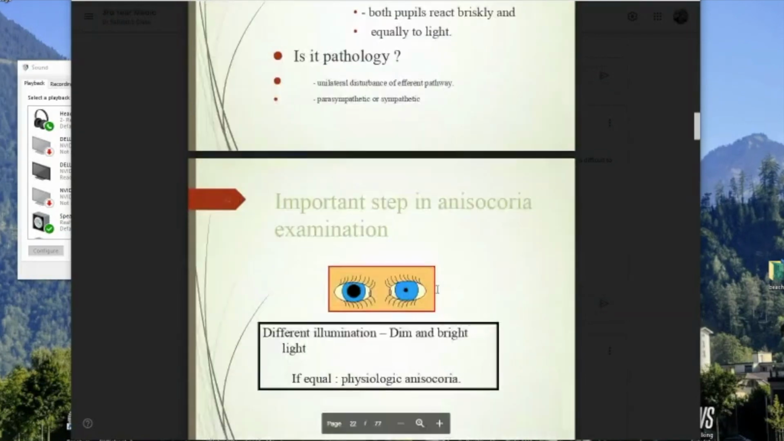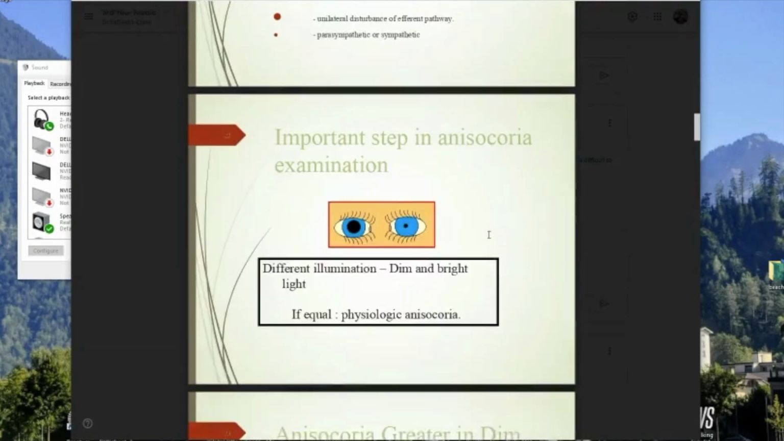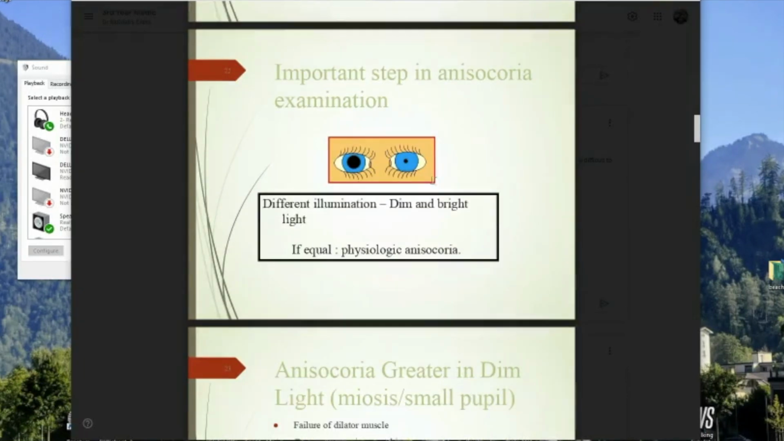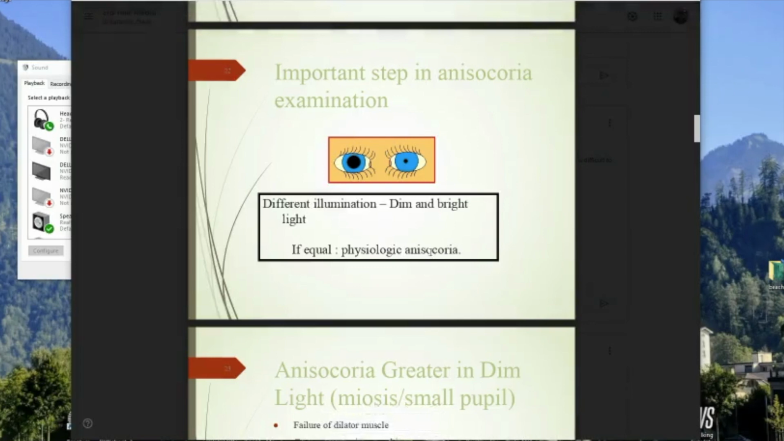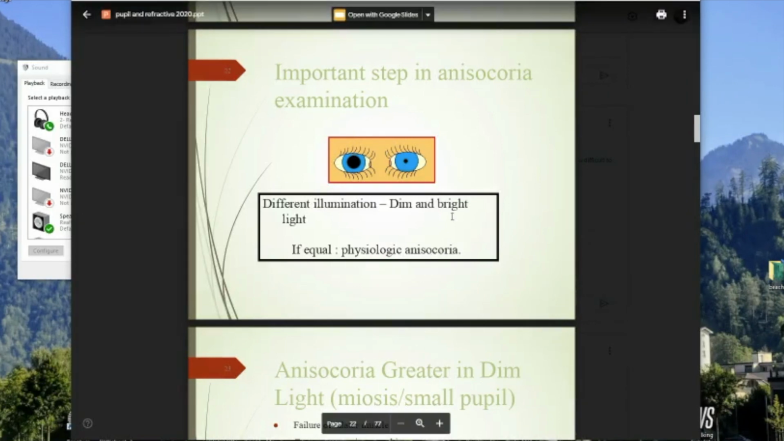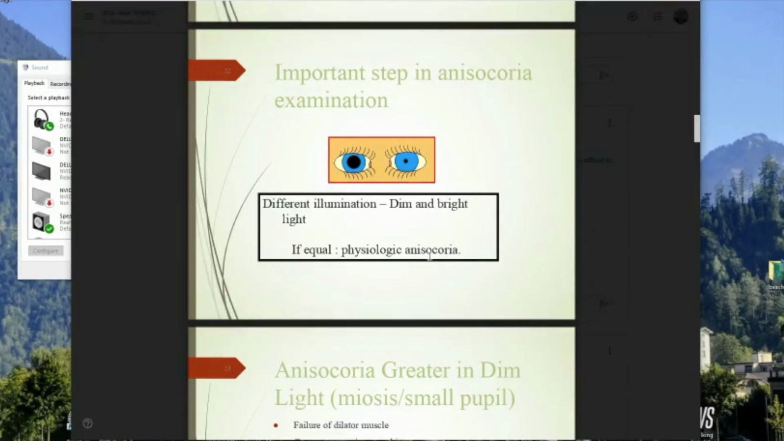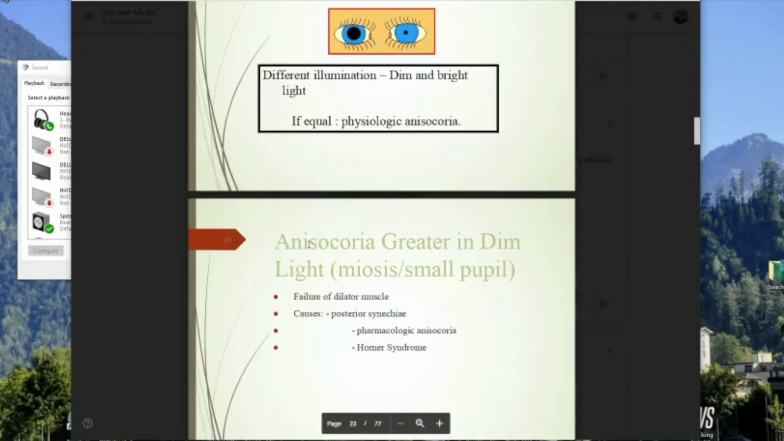disturbance. An important step in examining anisocoria: you must ask to dim the light. You must test the pupil in dim and bright light. If it's equal, then it's physiological. If it's unequal, then it is pathological. So, anisocoria greater in dim light.